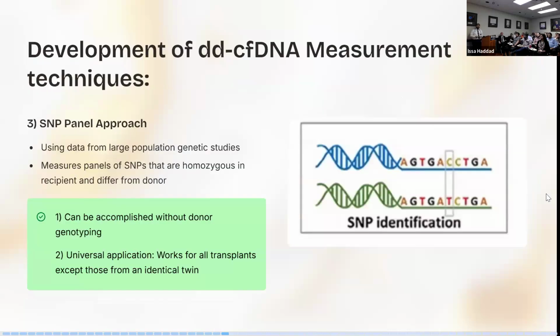So the third phase that they were able to reach, and what we use nowadays, is the SNP panel approach. And what made this possible is that they were able to collect and use the data from large population genetic studies. And they are now measuring panels of SNPs that are homozygous in the recipient but differ from the donor. And this can be accomplished without donor genotyping. So that's the biggest positive about it. And the other thing is it's universal. You can apply it to anybody. The only exception is when you have an identical twin.